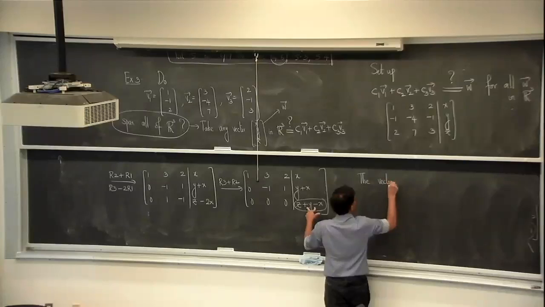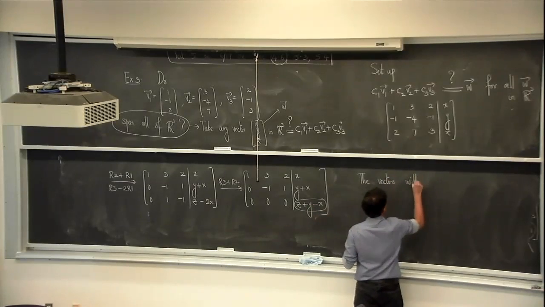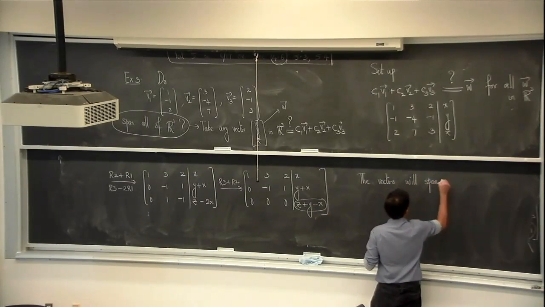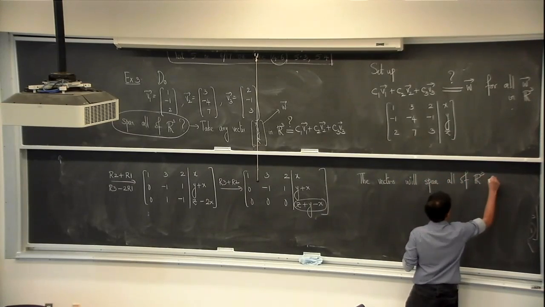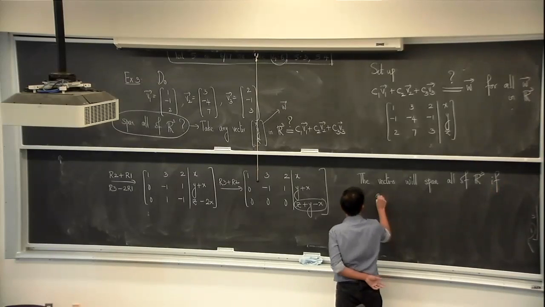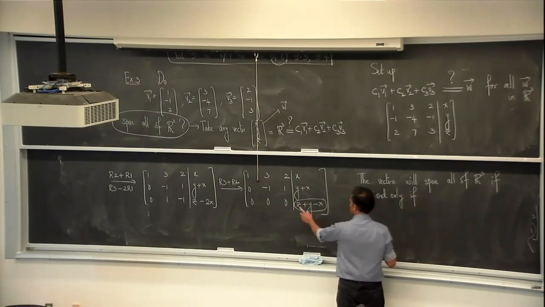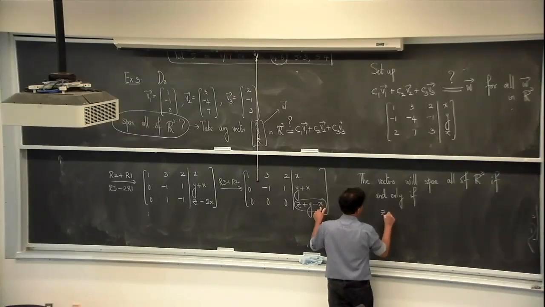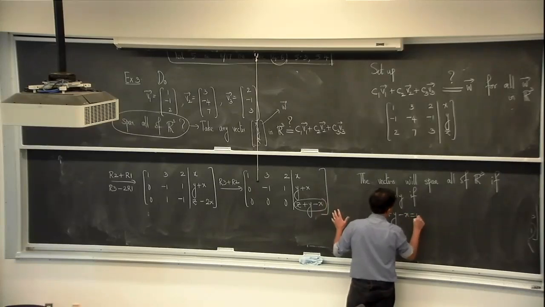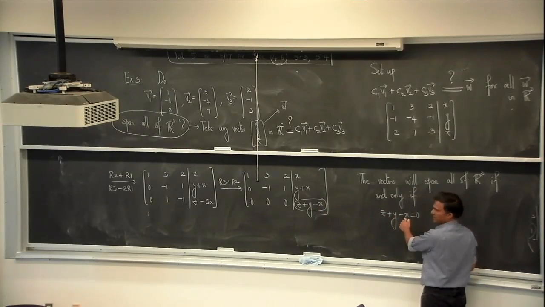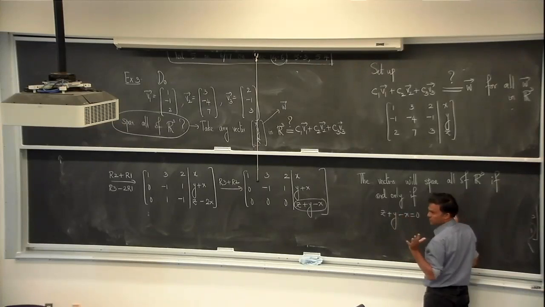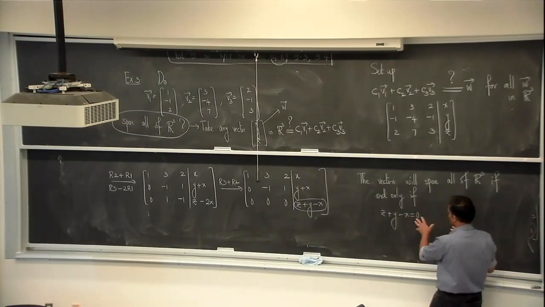Vectors will span all of R3 if and only if Z plus Y minus X equals 0. If you pick your vectors so that the sum of y and z is equal to the x component, then you're good. Otherwise, it's not, which means that the vectors must lie on this plane passing through the origin.